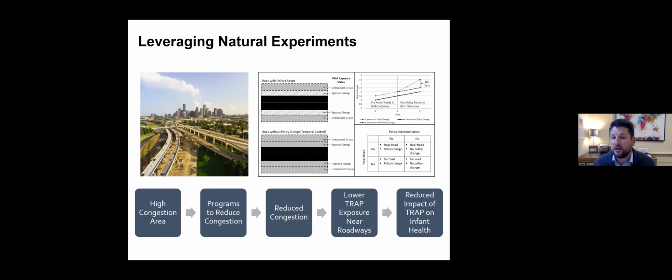And so we've created all this data, we put it together, and we're starting these analyses now. These will hopefully be done next spring when this HEI grant is completed.